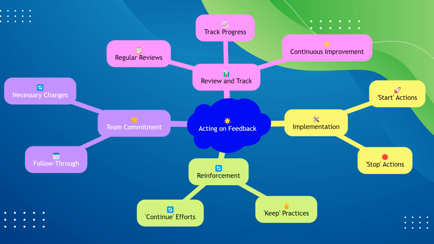It involves implementing the actions identified in the start and stop quadrants, reinforcing the practices in the keep quadrant, and sustaining the efforts in the continue quadrant. This requires a commitment from the entire team to follow through on the feedback and make the necessary changes. Regularly reviewing the feedback grid and tracking progress can help to ensure that the actions are effective and that the team is continuously improving.